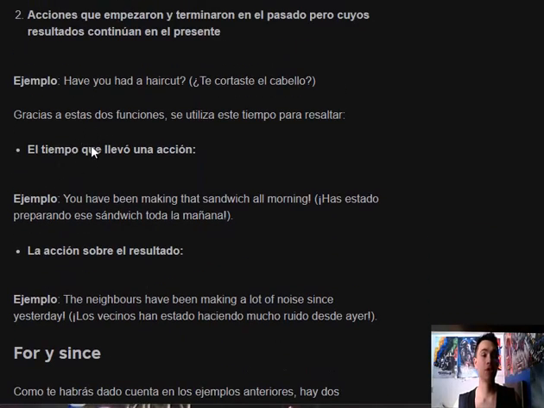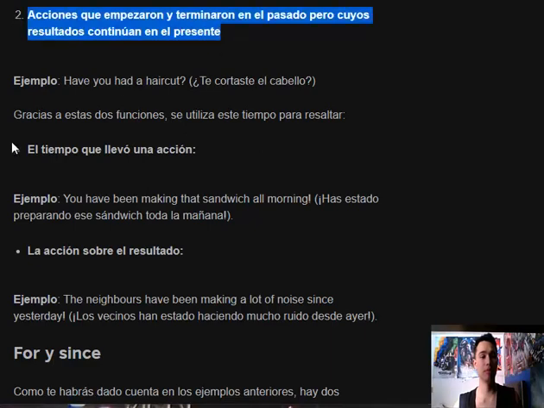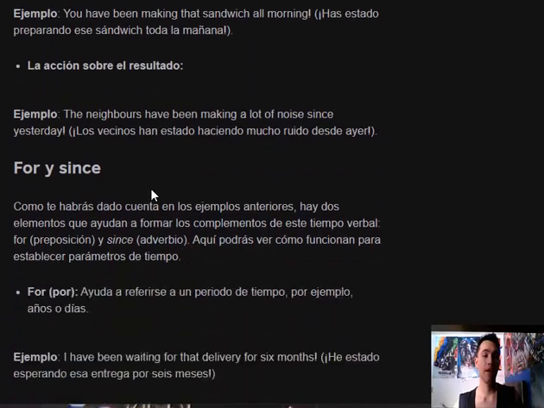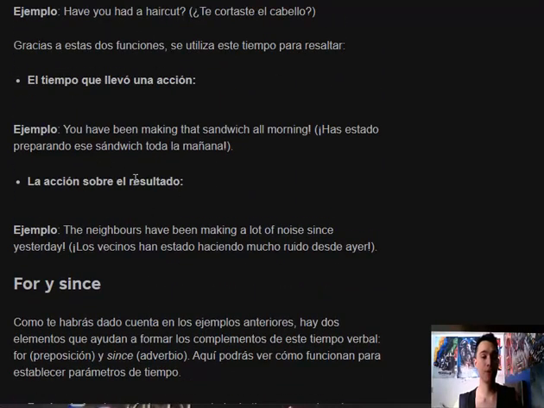And we have two functions from this. The first one is the time when an action happened, like you have been making the sandwich all morning, and the action over the result, like the neighbors have been making a lot of noise since yesterday.